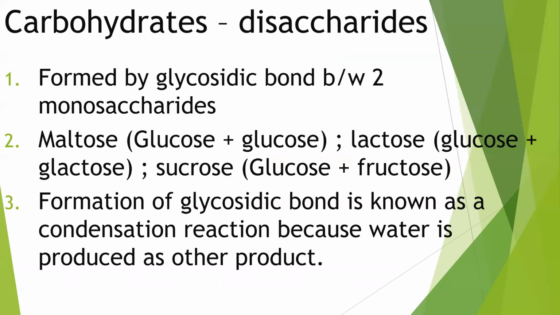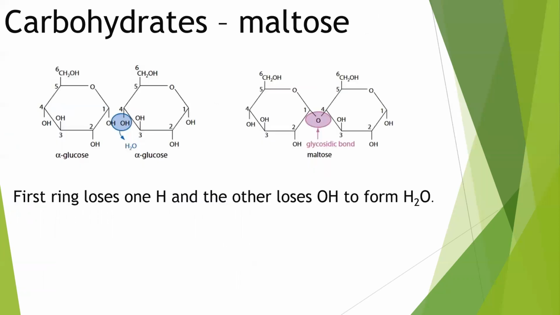Disaccharides, like I said, are sugar molecules that contain two sugar molecules. They're formed by a glycosidic bond, which is between two monosaccharides. Maltose, for example, is made by glucose and glucose, while sucrose is glucose and fructose. Formation of a glycosidic bond is a condensation reaction because water is produced as the other product, or is eliminated during the reaction.